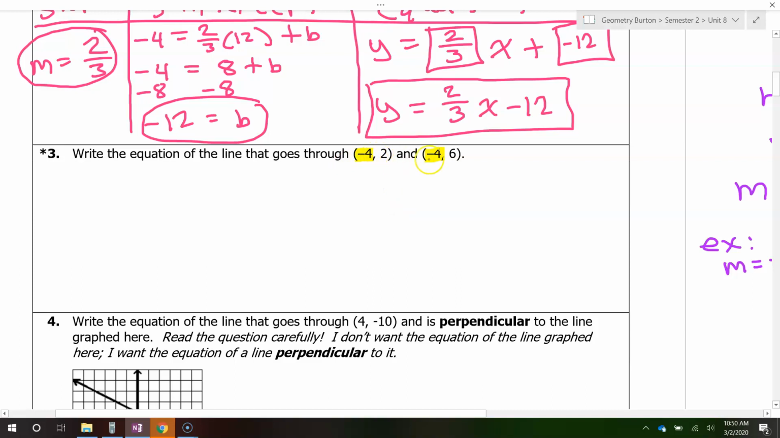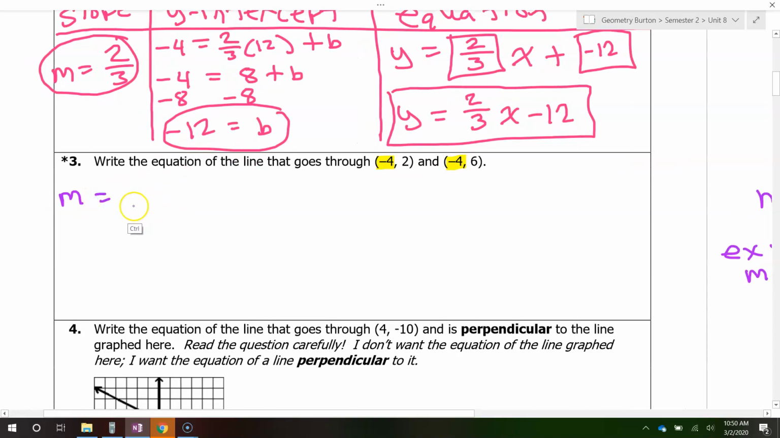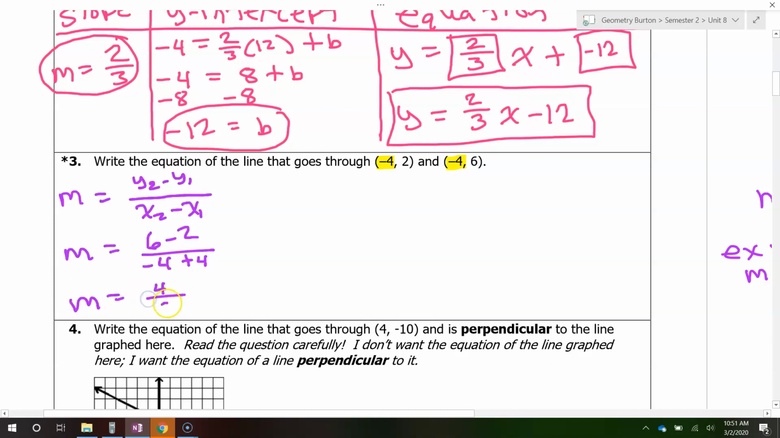So, alert. We already know that this is going to turn out to either be a horizontal line or a vertical line. Okay? So, let's say that you just blindly went to find the slope the way we always do. So the first thing you would do, we're doing y minus y over x minus x, right? So we're doing y2 minus y1 over x2 minus x1. So that's going to give you 6 minus 2 over negative 4 minus negative 4. See how they're the same? So that's going to be negative 4 plus 4, because minus and negative you add. So that's going to give us a slope of 4 over 0.